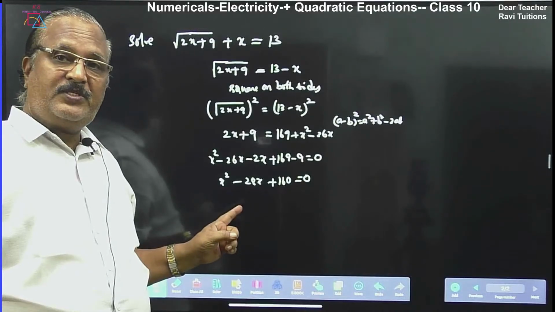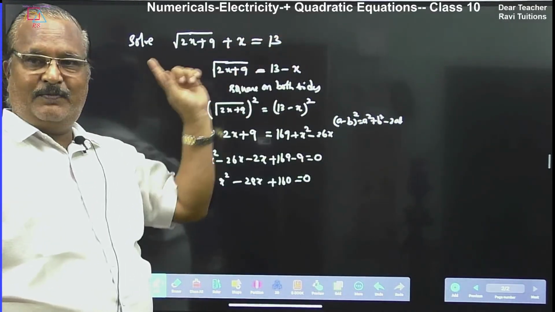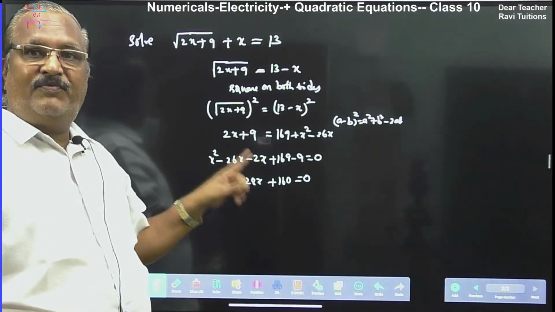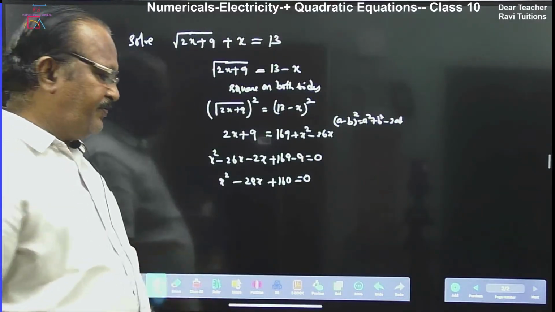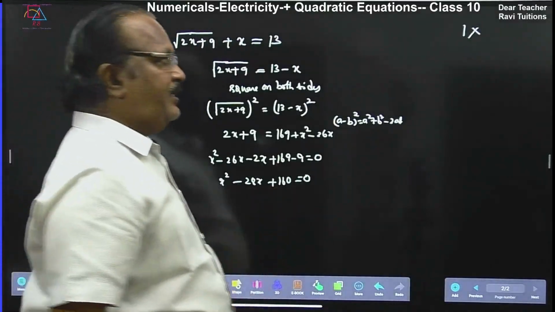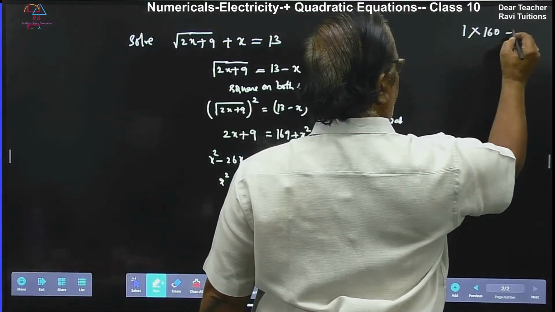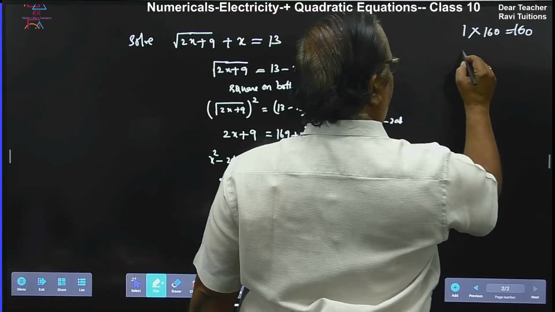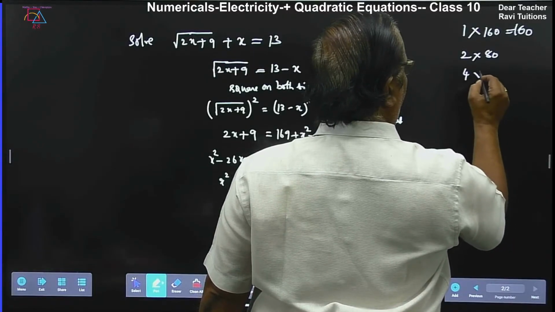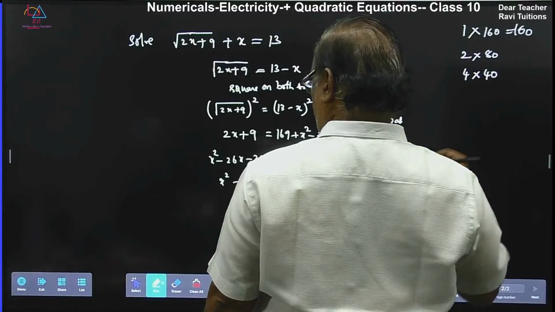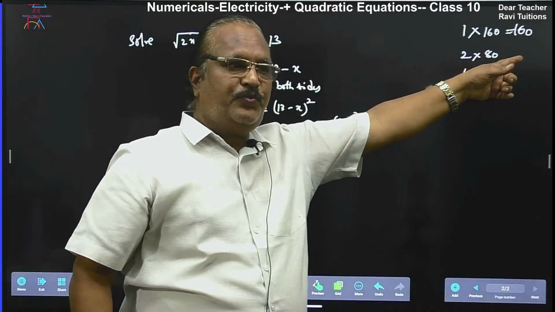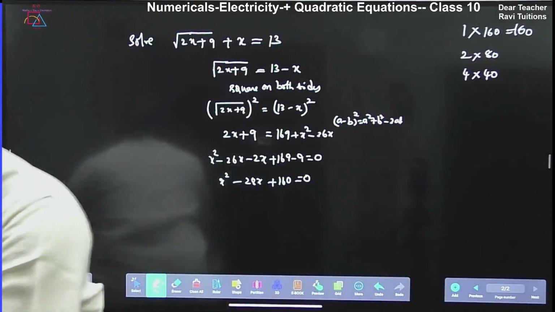Now, because the question did not specify factorization method, you can use any method, but I will try to do it by factorization. The x square coefficient I take as 1 and the constant term 160 is equal to 0. Now find the factors: 2 into 80, 3 won't go, 4 into 40. Our target is to add the factors, because this is a positive product.